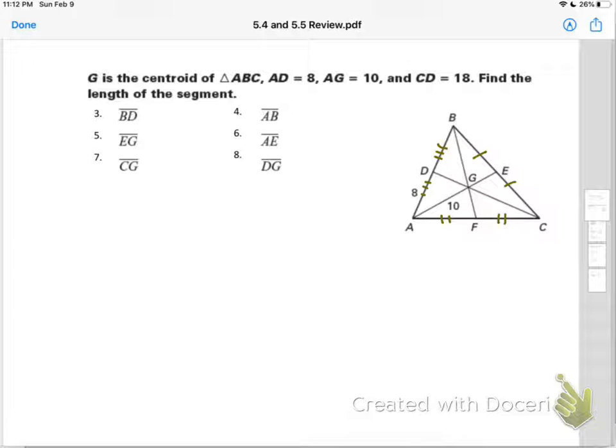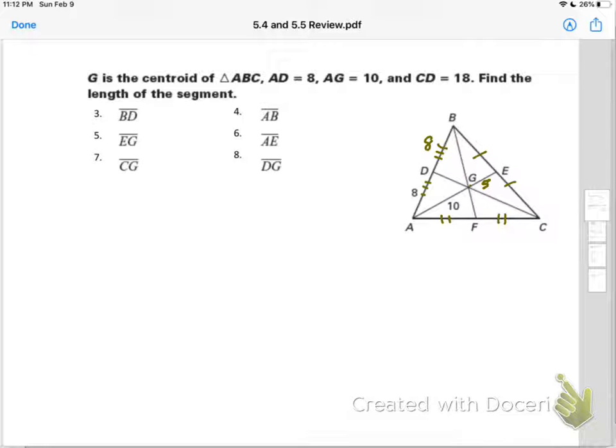So if AD is 8, then DB must also be 8 because they have the same number of hash marks. AG is 10. So if I know that that's 10, and that's from the vertex to the centroid, then from the centroid to the side will be half of that 10. So that's going to be 5. Okay, so then CD, which is the whole median, is 18.